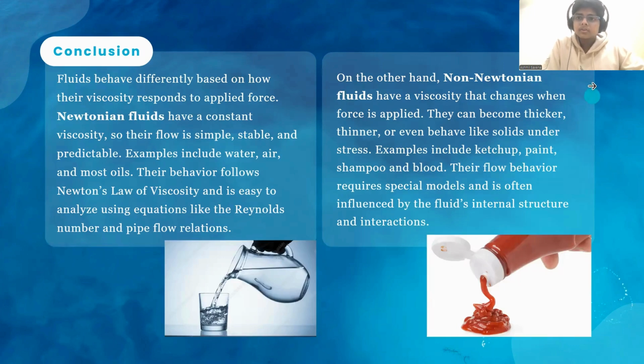Concluding our project, fluids of course behave differently based on how their viscosity responds to applied force. Newtonian fluids have constant viscosity, so their flow is simple, stable, and predictable. Examples include water, air, alcohol, glycerin, and more. Their behavior follows Newton's law of viscosity, and the flow is very easy to analyze. On the other hand, non-Newtonian fluids have viscosity that changes when force is applied. They can become thicker, thinner, or even behave like solids under stress. Examples include ketchup, paint, and blood. The flow behavior is very difficult to analyze and is often influenced by the fluid's internal structure and interactions.